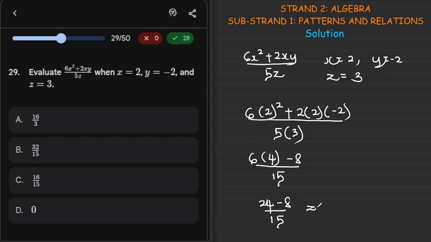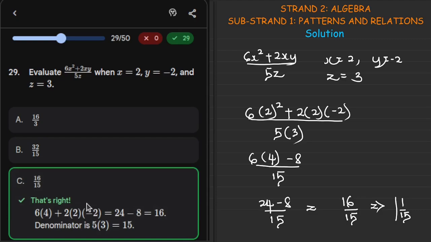24 minus 8 gives us a 16. We have 16 over 15. Written as a mixed number, 1 and 1 over 15. So per our answers, 16 over 15 is okay. So that is C.